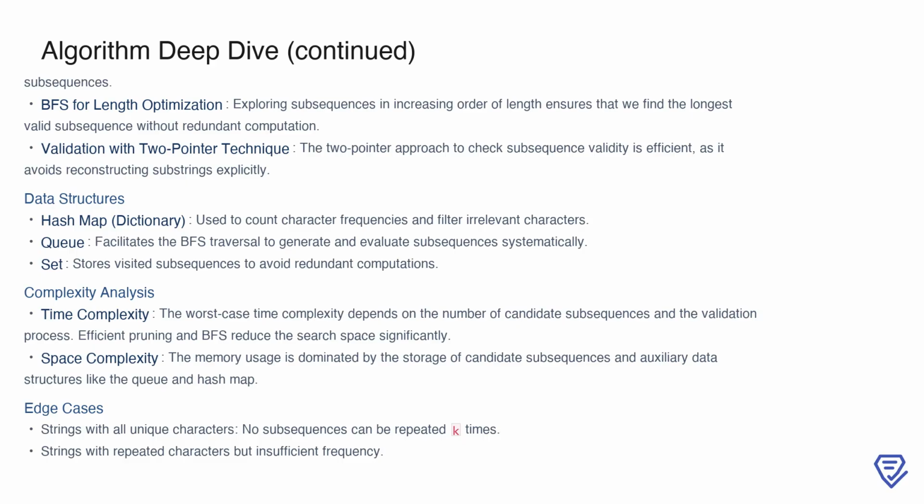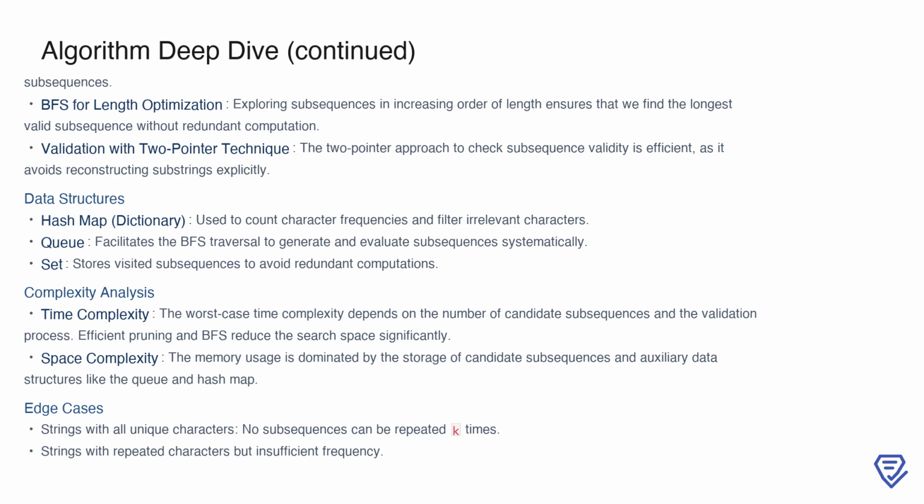The data structures used in this algorithm also play a critical role. We use a hash map to count character frequencies during the pre-processing step, a queue to manage BFS traversal, and a set to keep track of visited subsequences, ensuring that we don't reprocess the same candidate multiple times. The complexity of this approach depends on the number of candidate subsequences generated and the efficiency of the validation process. However, with careful pruning in BFS, the algorithm avoids the exponential growth of naive methods. For memory usage, the main factors are the storage of candidate subsequences and auxiliary structures like the queue and hash map.